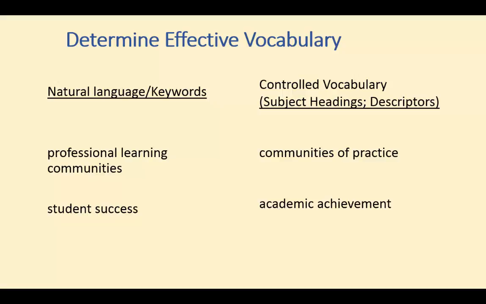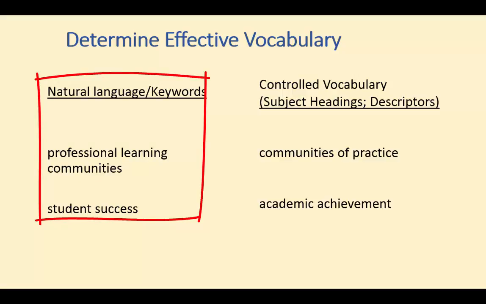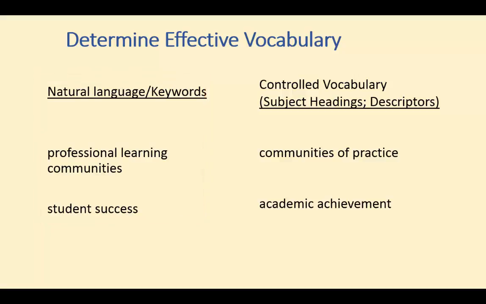After identifying the major concepts of your research problem, you'll want to determine terms to represent those concepts. In addition to what naturally comes to mind, which you could enter in a database as a keyword search, you might also locate the standard headings or tags called controlled vocabulary for your topics. Controlled vocabulary may also be referred to as subject headings or descriptors.